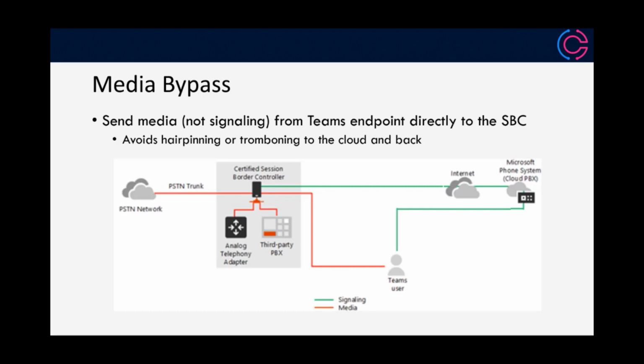This is a stock Microsoft diagram from docs.microsoft.com, but what I did is I stretched it out and I moved the internet and the Microsoft phone system, or formerly Cloud PBX, way over to the side, just to give a little more exaggeration to the fact that your signaling in a media bypass world still goes up through the cloud, but your media goes directly to that session border controller in red and out to the PSTN trunk.